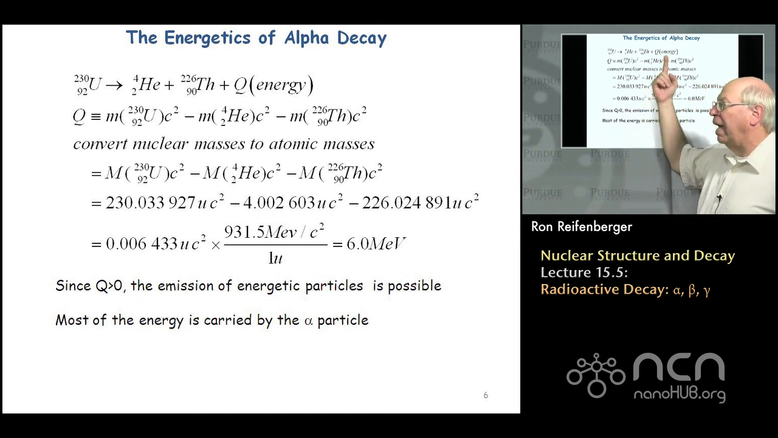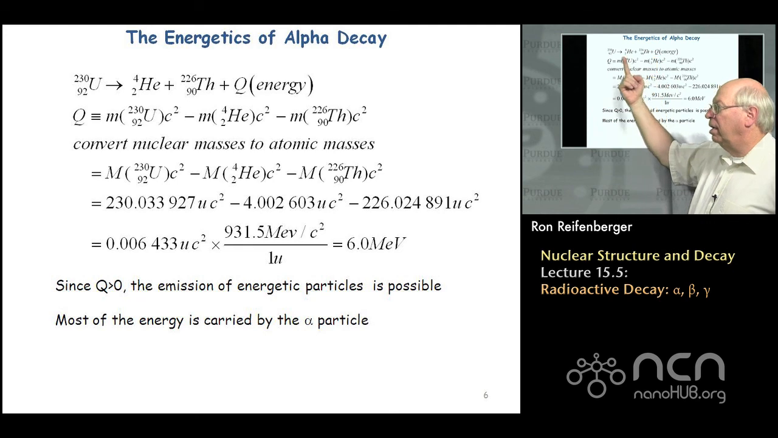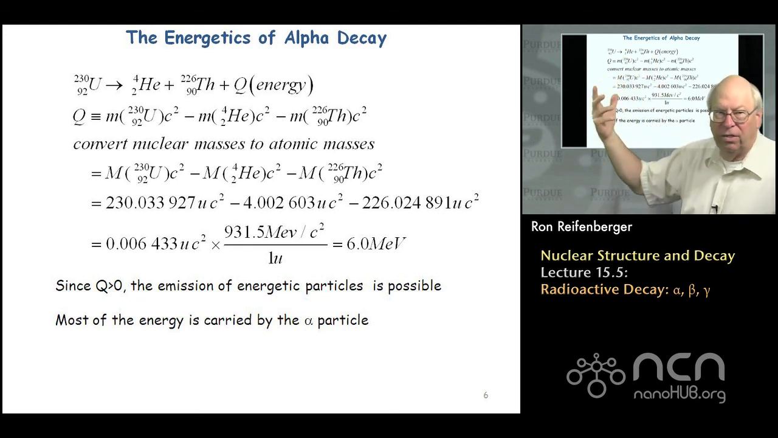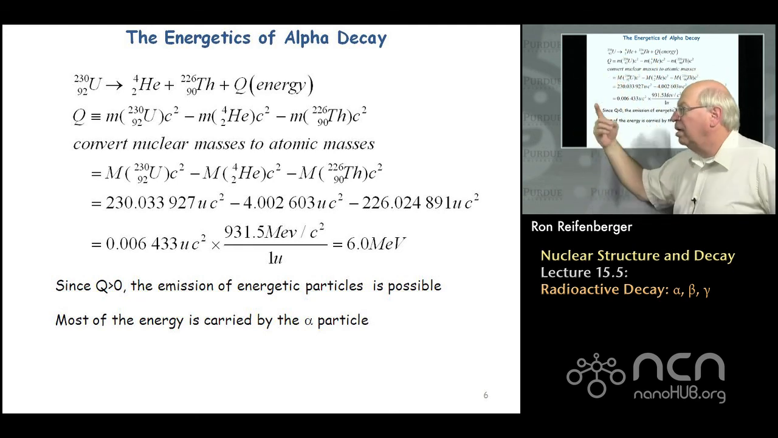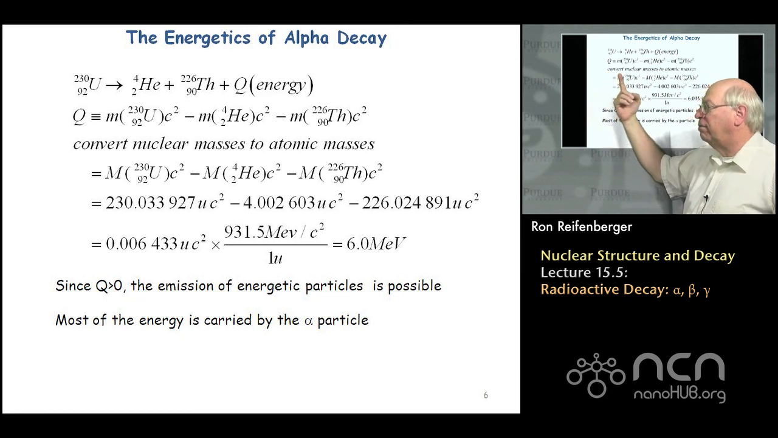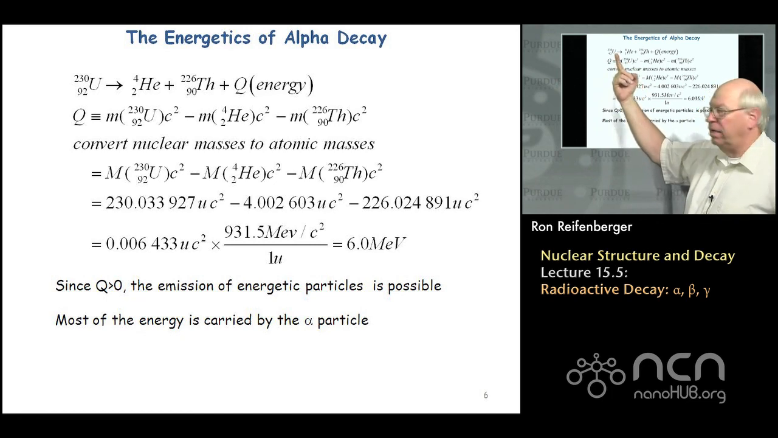So how do you calculate Q, right? Well, it's an energy balance equation. Energy has to be conserved. And so what you have to do is just solve this equation for Q, and Q is going to be the difference between the mass of the uranium nucleus.